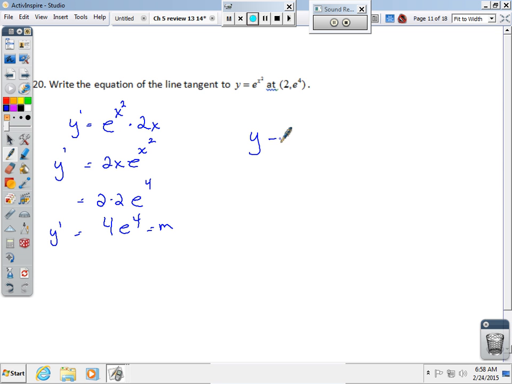So y minus e to the 4th equals 4e to the 4th, and then x minus 2. You can leave it like that. Done.